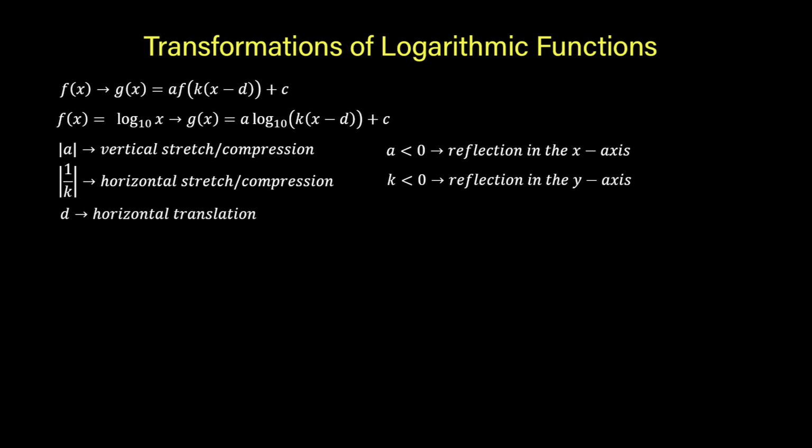D gives the horizontal translation. C gives the vertical translation. Each point x, y on the graph of the parent function will be transformed to the point with the coordinates x divided by k, plus d, and a times y, plus c.